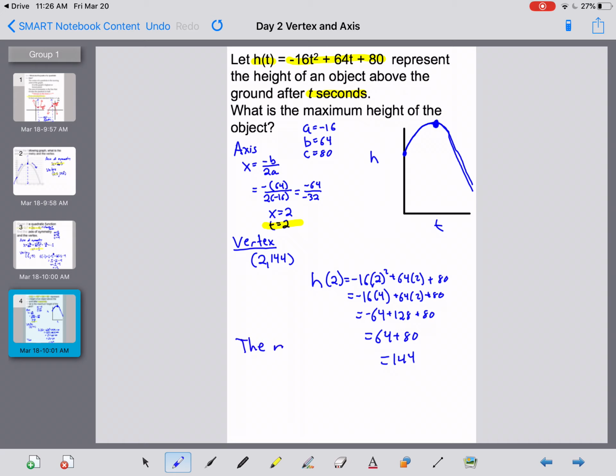So that means the maximum height of this object is 144 units, since they don't tell us what the units are.